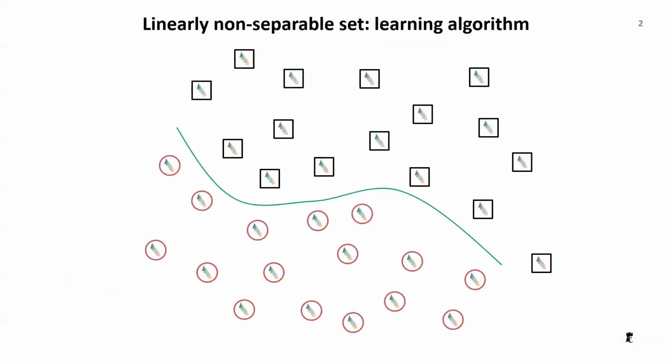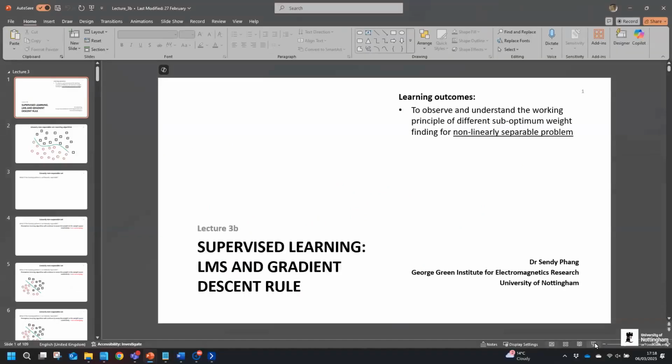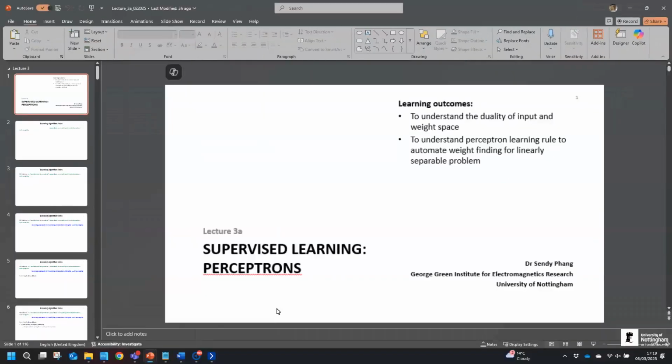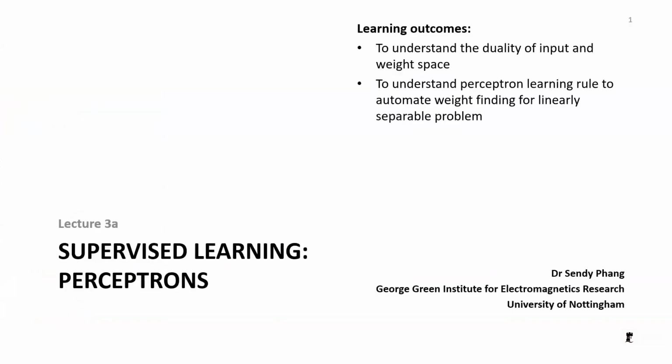Okay. Wait. This is 3B. We need 3A first. Where is 3A? Okay. But what I said still remains true, when I just said it when I saw that it's wrong.